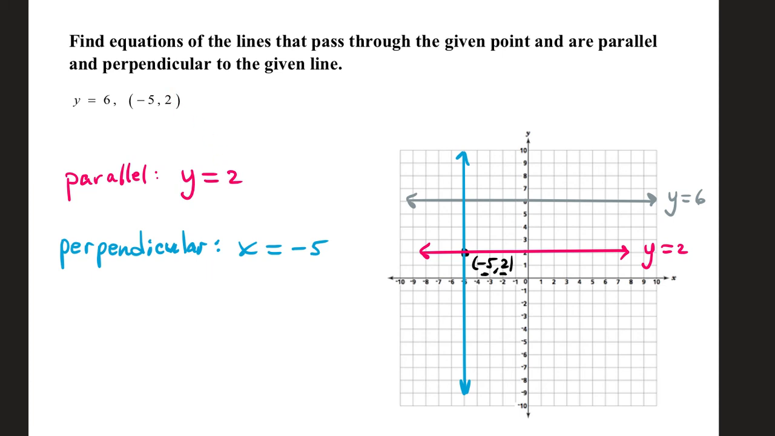Perpendicular, we have to cross the gray line at a 90-degree angle. That forces us to be vertical. If we've got to go through the point (-5, 2), a vertical line will contain all points with an x coordinate of -5. So the name of it is x equals -5.